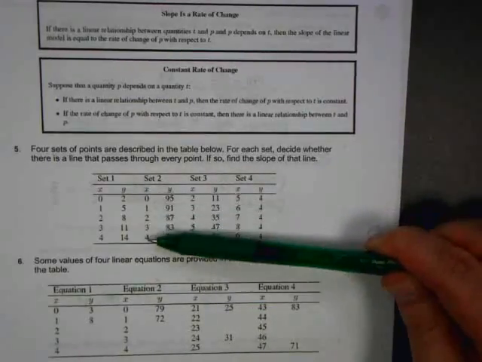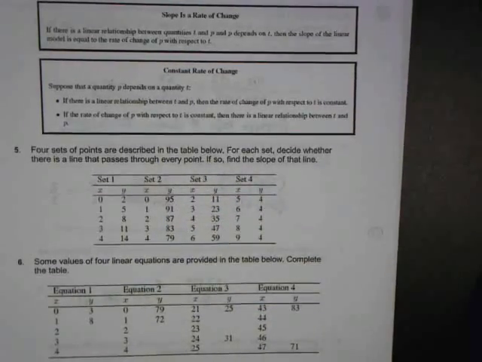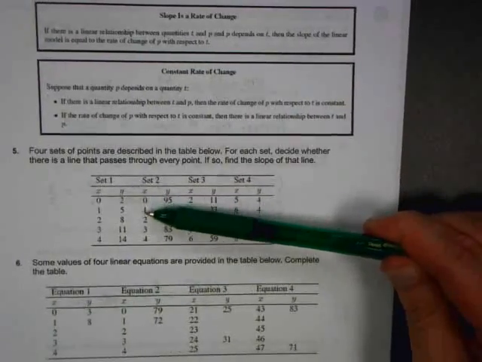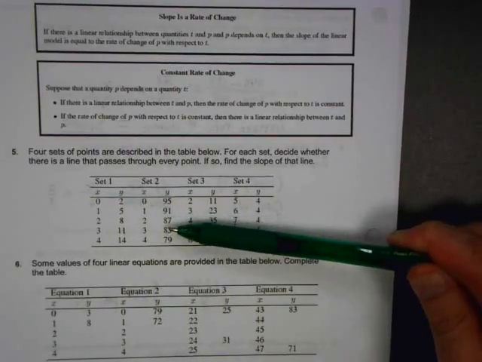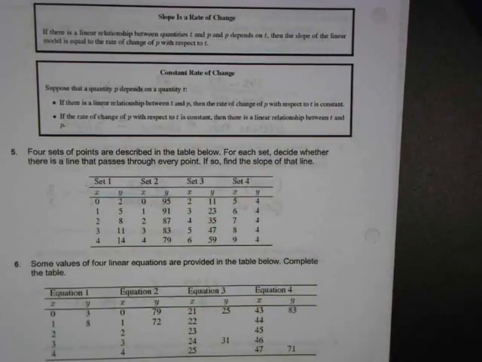How about the second set? Is that a line? Yes, the X's go up by 1. The Y's go down by 4. So what would our slope be for that one? -4 over 1. Very good.